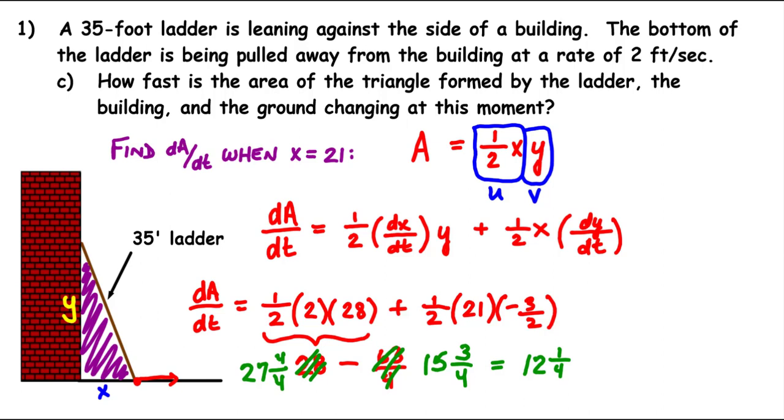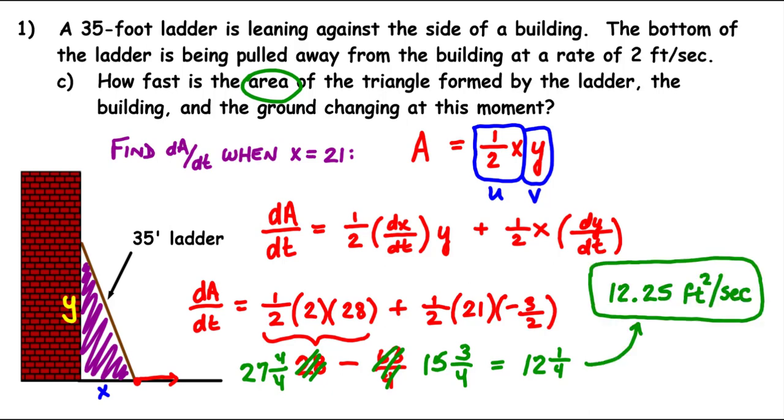And we want to know how the area is changing. How fast is the area of the triangle changing? And area is in square units, so it's not feet per second, it's square feet per second. And that's how fast the area of the triangle is changing. So we're gaining 12 1/4 square feet every second. Now, normally you have to go 3 decimal places, but here, because it's a pure 0.25, you don't need to put the 0 at the end. If you do, great, but it's completely optional.